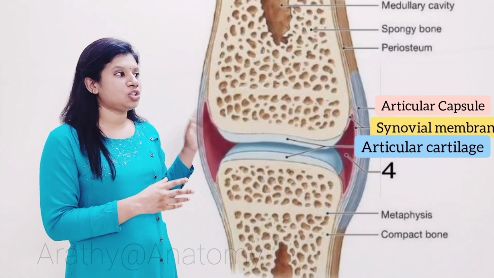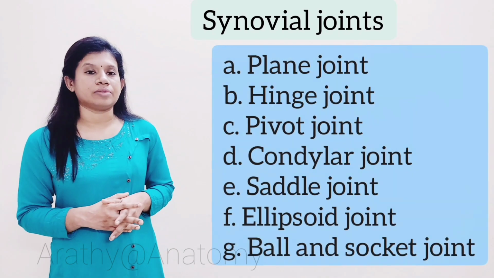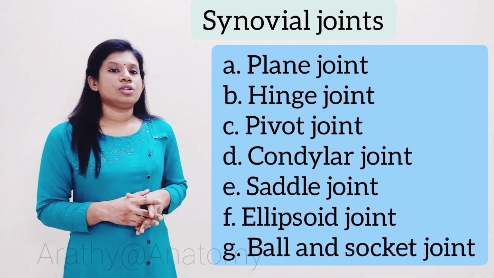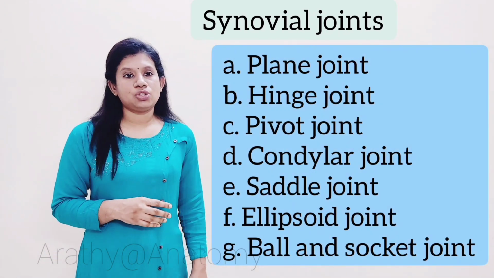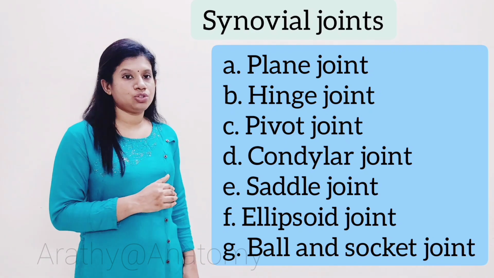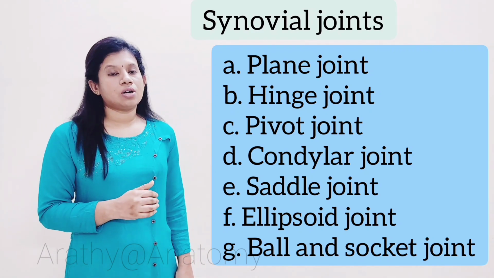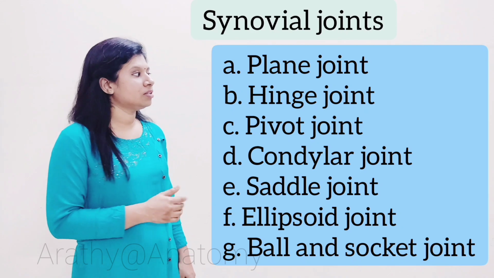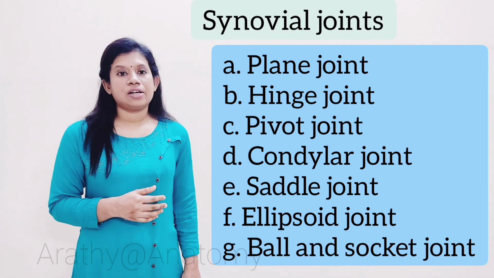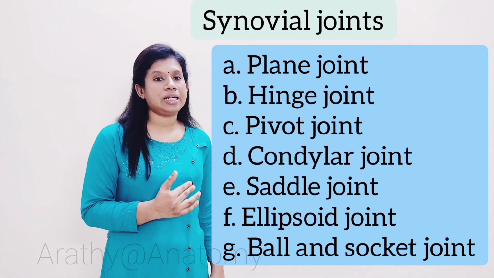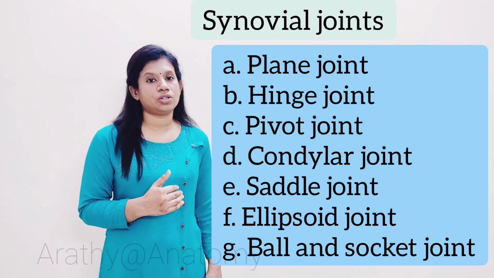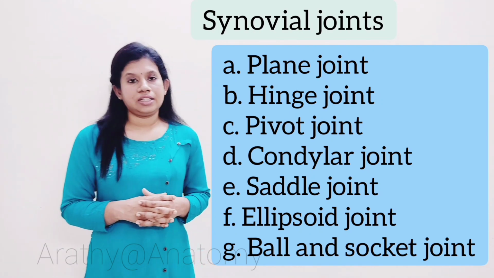So this synovial joint is of 7 types. Okay, we'll see each type in detail. The first one is called the plane joint, then hinge joint. The next one is called pivot joint. The next ones are condylar joint, saddle joint, ellipsoid joint, and ball and socket joint. We'll see each joint in detail.